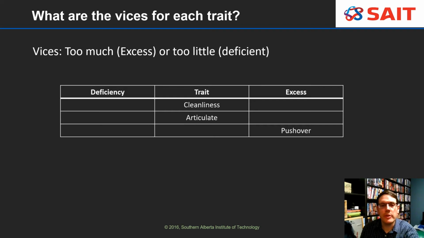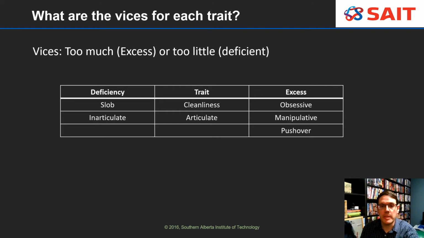So in order to fill this in, let's organize it this way. We'll figure out, first of all, what the deficiency of cleanliness is. Well, that would be being a slob. The excessive cleanliness is being obsessive. For being articulate, the deficiency would be being inarticulate.